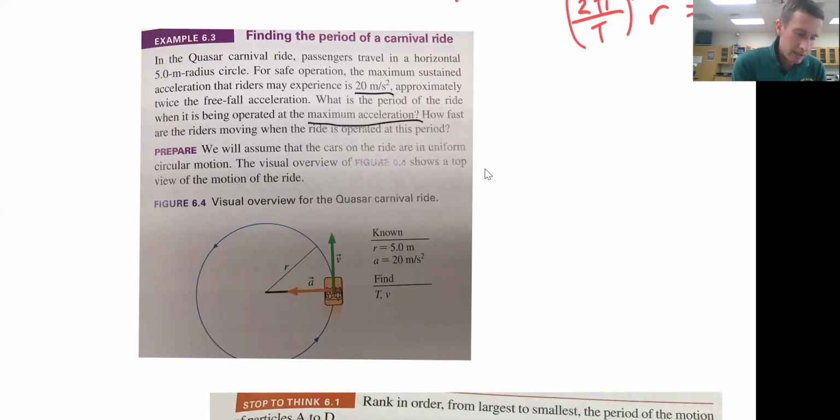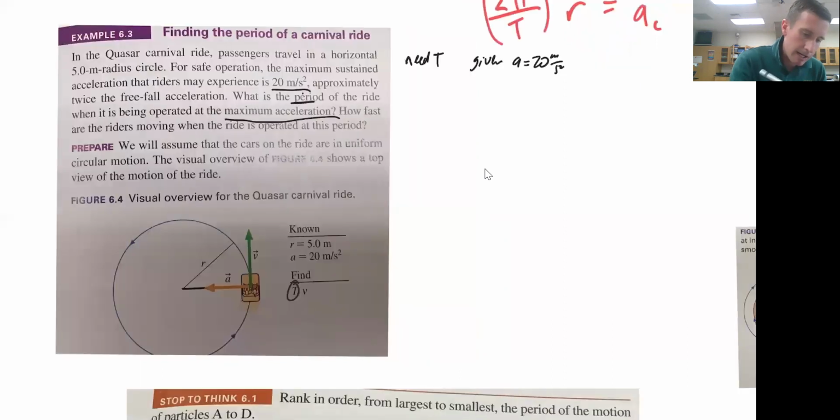So I need what is the period, so that's a need of T, and I'm given an acceleration, which was 20 meters per second squared, and I'm given a 5-meter radius.